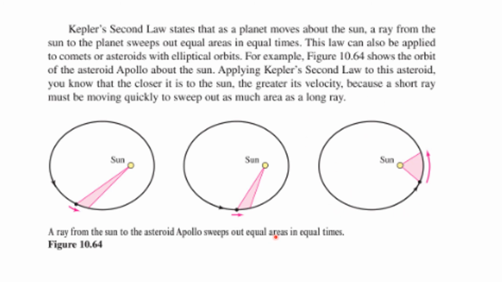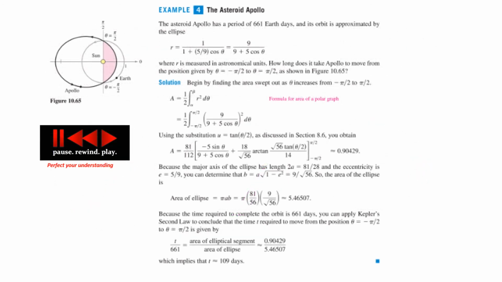So that is a ray from the sun to the asteroid Apollo, sweeping out equal areas in equal time. And so the closer it is to the sun, the greater its velocity. Here is the asteroid Apollo that we're talking about. The asteroid Apollo has a period of 661 Earth days, and its orbit is given by this ellipse.